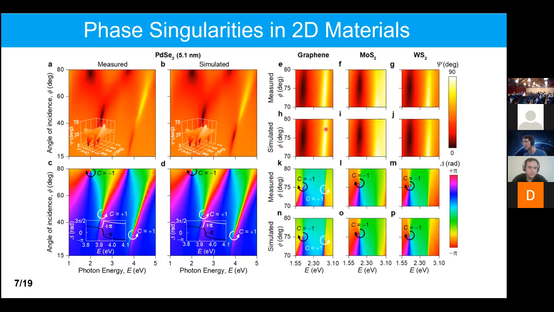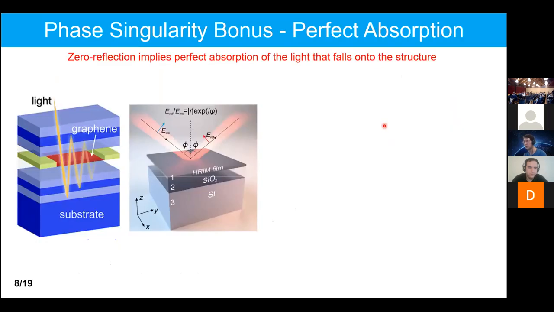And here's the example for graphene, molybdenum disulfide and tungsten disulfide, also with experimental and simulated spectra. So actually, you are not constrained to only these materials. You can work with another one. And the bonus of this effect is that, aside from phase singularity, you also have perfect absorption.